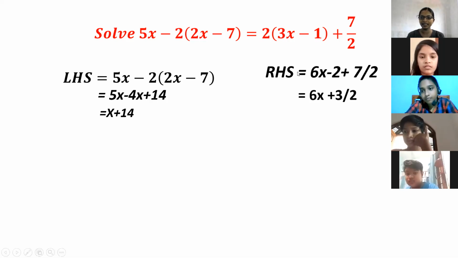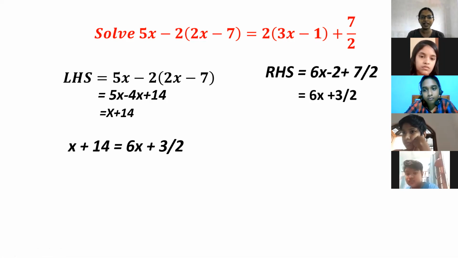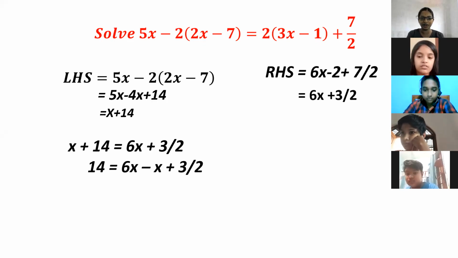Okay. Then our RHS becomes 6x plus 3 by 2. Then combining LHS and RHS, we will get the equation as x plus 14 is equal to 6x plus 3 by 2. Here also, what happened? Here is also a rational number in this equation, is it? Then we have to reduce it again. How will we reduce it?